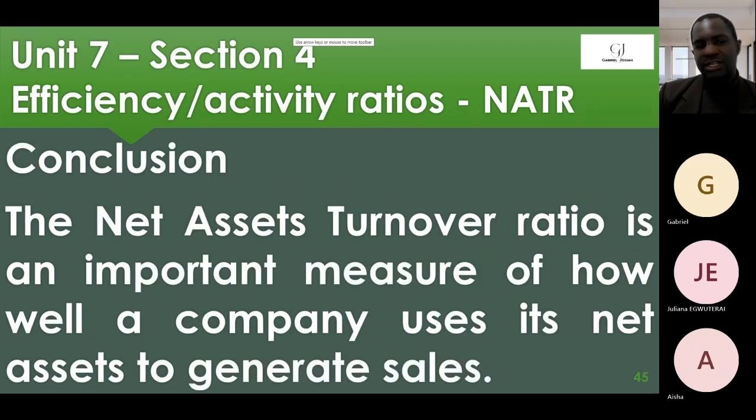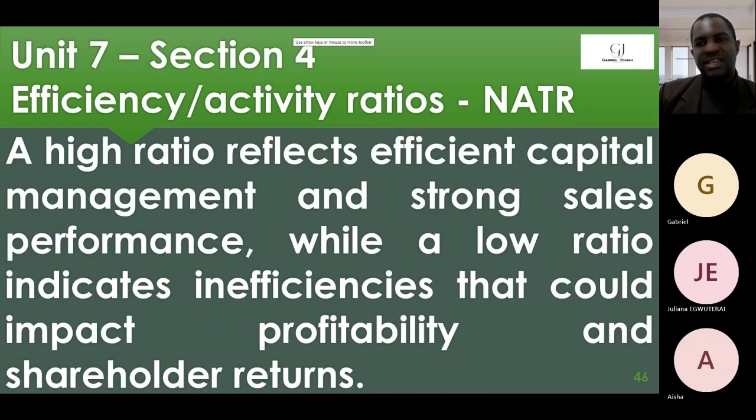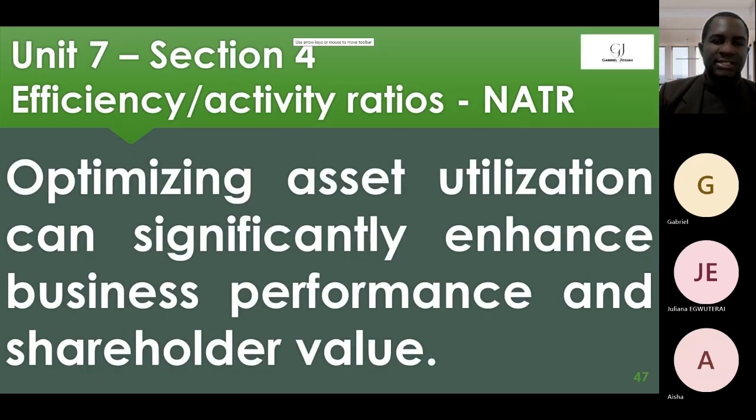So in conclusion, the net asset turnover is an important measure of how well a company uses its assets to generate sales. The higher ratio reflects efficient capital management, exactly, and strong sales performance, while a lower ratio indicates inefficiencies that could impact profitability and shareholder return. So as chartered accountants, this is where we come in. We need to optimize asset utilization because it's our job to significantly enhance business performance and shareholder value. So shareholder value will be eroded if we don't really compute this ratio.